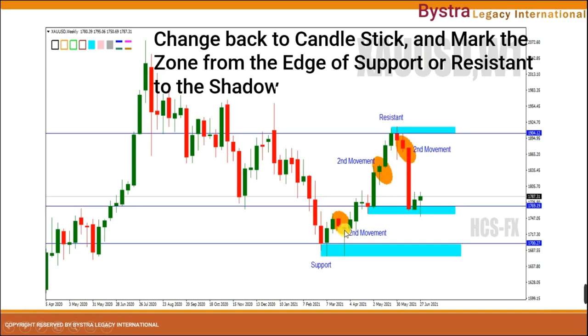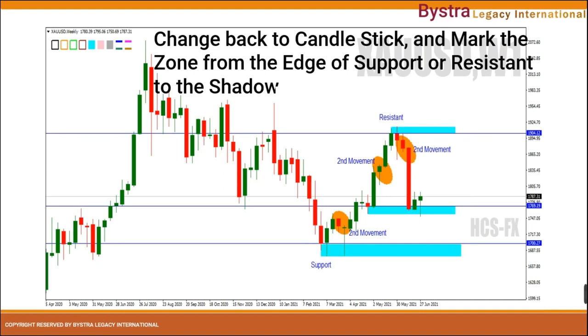Like in this case, there's a long wick here. What we should do is just mark all the way to the longest wick. Since these two wicks are the same, it doesn't make any difference. We just mark the zone to whichever wick is longer.